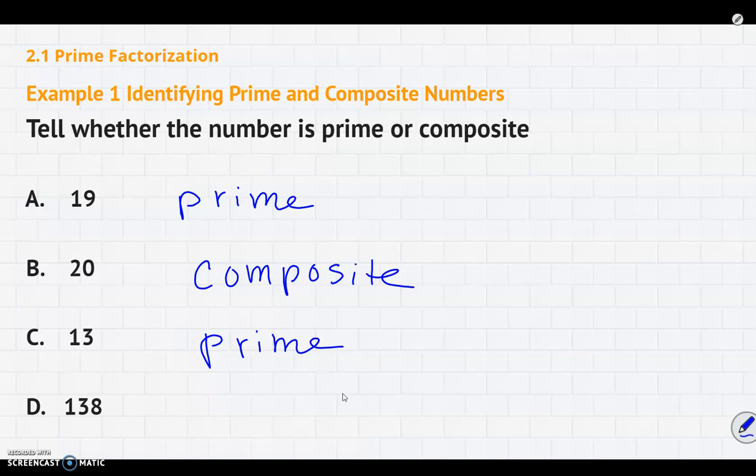And 138, though it seems like a large number, automatically I know it's an even number because it ends in an 8. And therefore I know it's divisible by 2, meaning it is composite. So even numbers are pretty easy to tell right away. Yep, they're composite. If you have odd numbers, you might have to do a little bit more work to figure out if it's prime or composite.